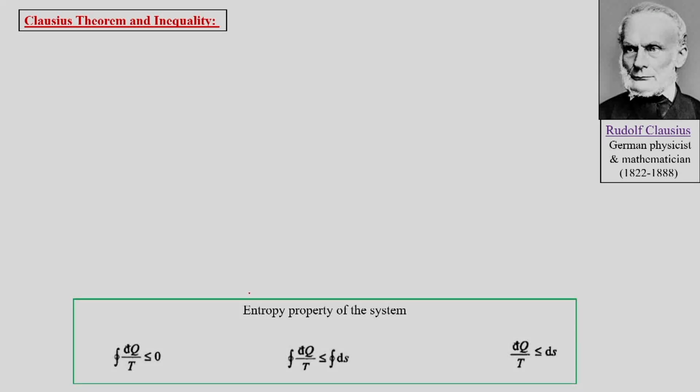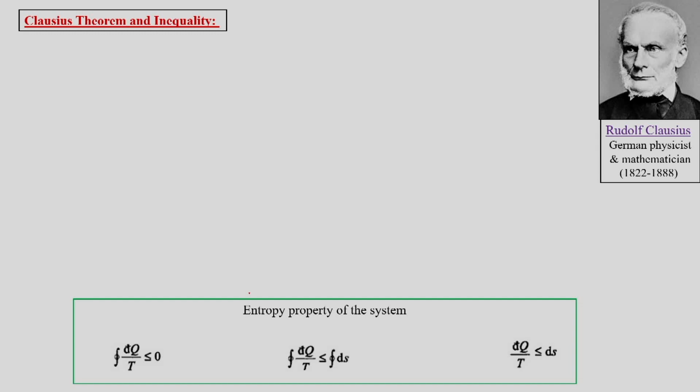Then we have the Clausius theorem and inequality. So, the Clausius inequality states that the cyclic integral of dq by T is always less than or equal to 0. Basically, dq by T would be defined as change in entropy. So, change in entropy is always greater than integral dq by T for a system in a cyclic process, but in a non-cyclic process, dq by T is less than or equal to dS.